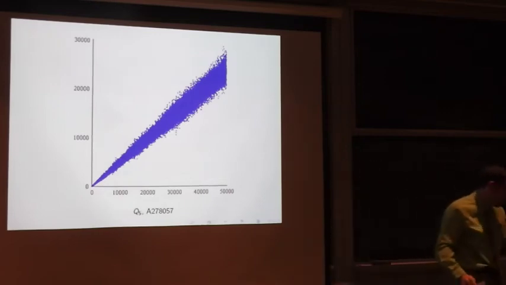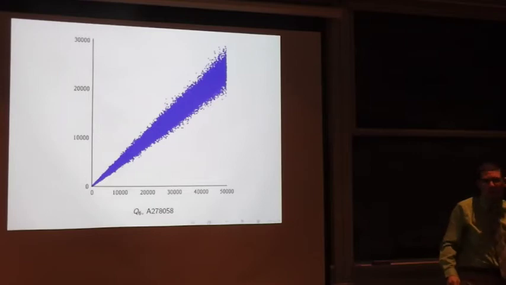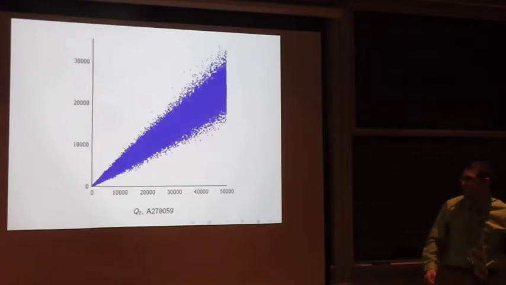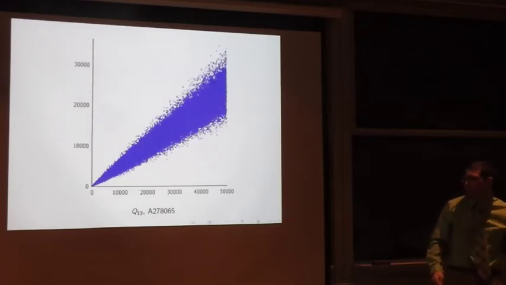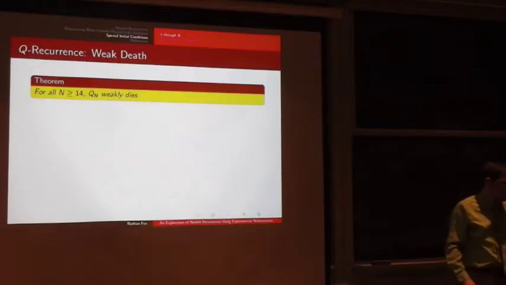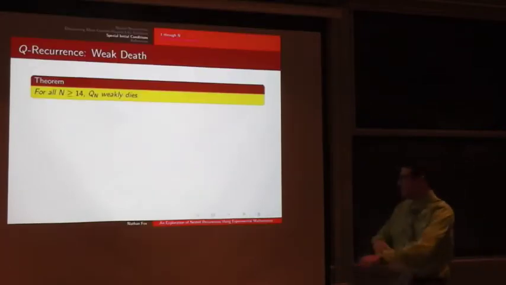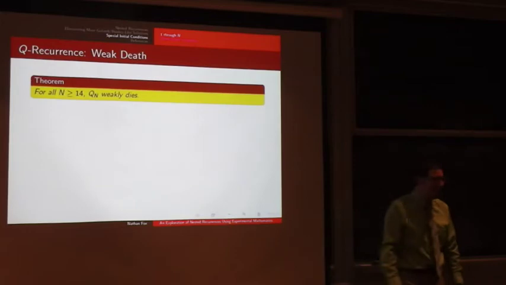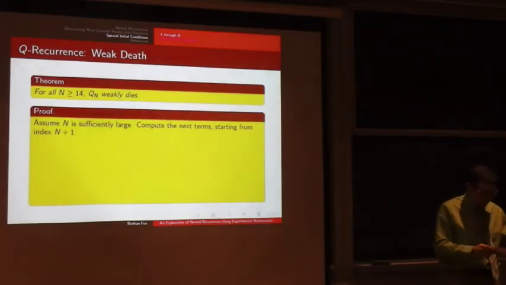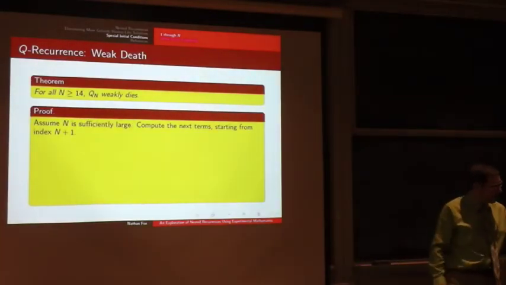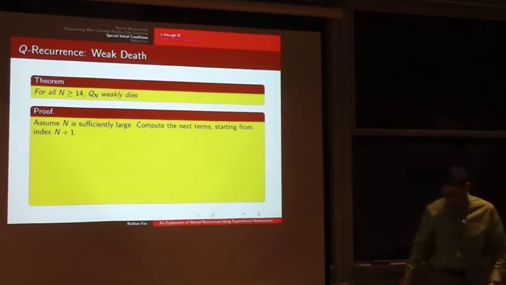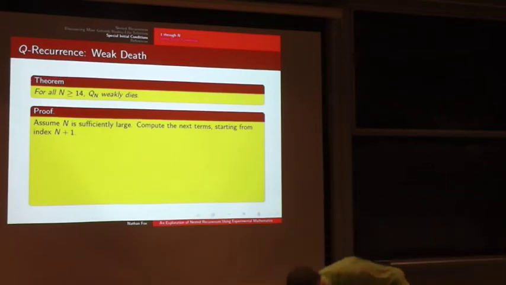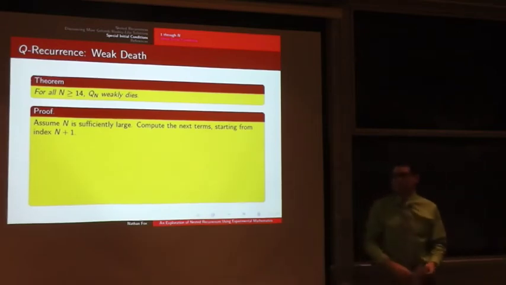This is Q5. Here's Q6. It's not really there anymore. Here's Q7, Q9, Q10, Q13. But good news, if n is at least 14, it weakly dies. So how do we prove that? Well, we assume n is sufficiently large, and part of the result is going to be what does sufficiently large mean. So we start computing terms.